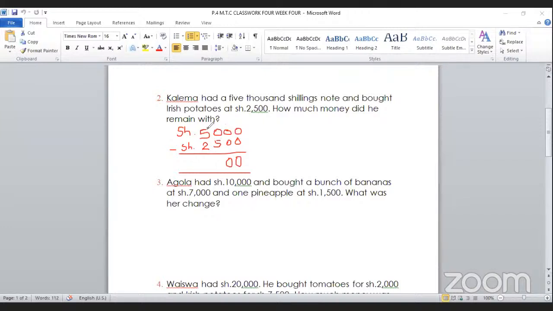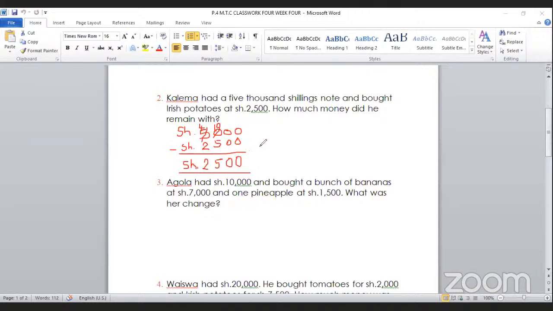Yes. It's impossible. We can borrow 1 from 5 and we cross 5, we put 4 on top and we put 1 near 0. Then it becomes 10. Then 10 minus 5, we get 5. 4 minus 2, we get 2. And our answer is 2,500 shillings. Very good. So that is the money.